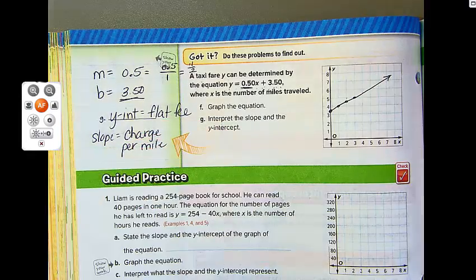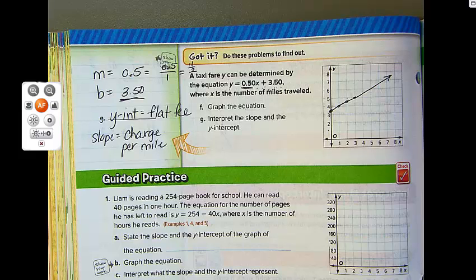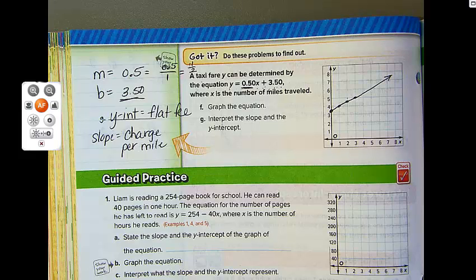So regardless of how far you go, you're going to pay 3.50. But the actual cab fare is the slope, how much per mile is charged. Okay?